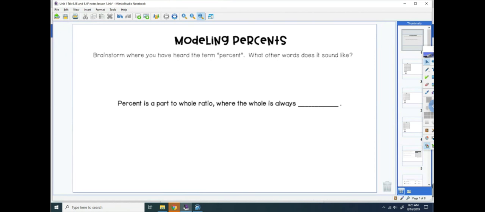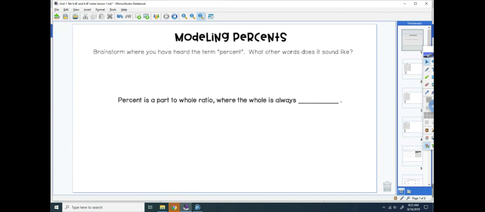Some vocab: a percent is a part to whole ratio where the whole is always over 100, or the whole is 100. And I always say over 100 because the 100 goes on the bottom.